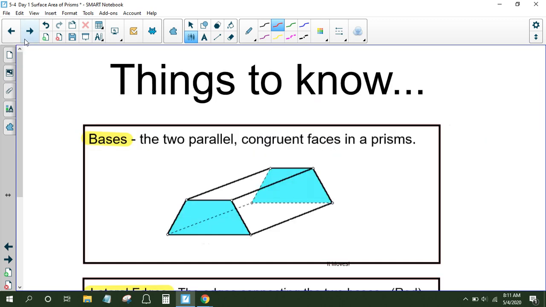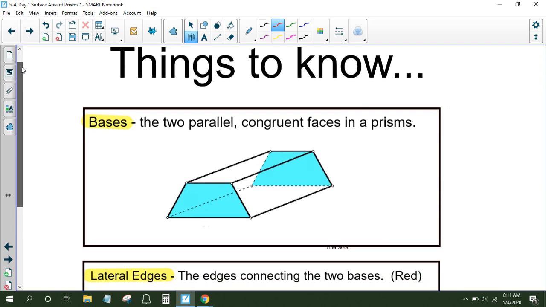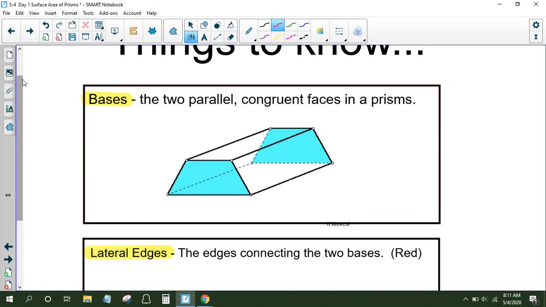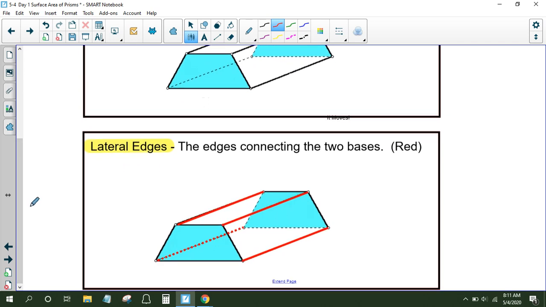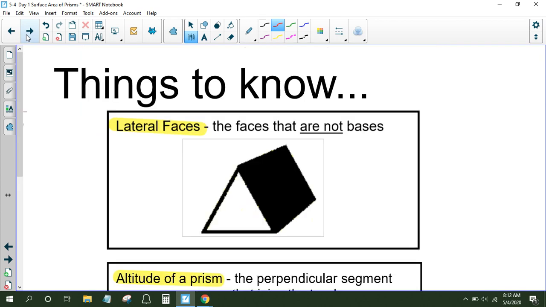So let's keep going. There are some things that we need to make sure that we know about prisms, and that is first that they have bases, and bases are the two parallel congruent faces in a prism. We also have what's called the lateral edges. These are the edges that connect the two bases, and those are the red lines here. We also have what's called lateral faces. These are just the faces that are not the bases. In this triangular prism, the black sides would be the lateral faces.